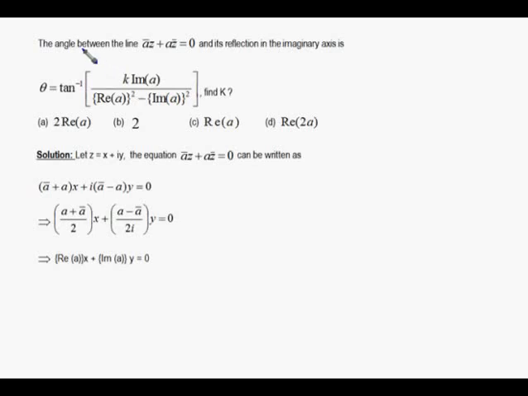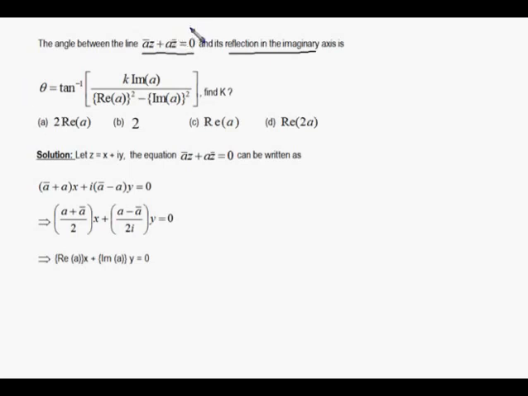So in this problem, it is given that the angle between the line A conjugate Z plus AZ conjugate equals 0, and its reflection in the imaginary axis is given by what looks like a very complicated expression. But just hold your horses, it's not really that complicated. If it is given in this form, then what is the value of this constant K? That is the question.